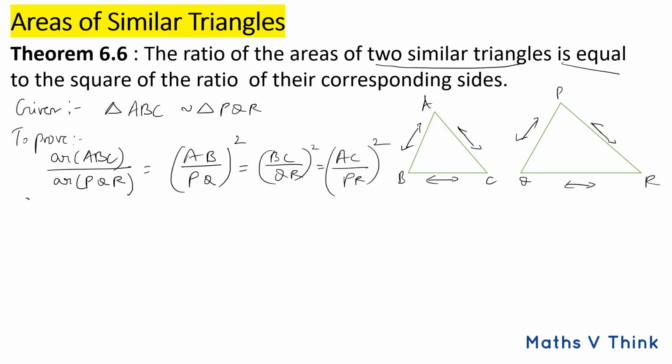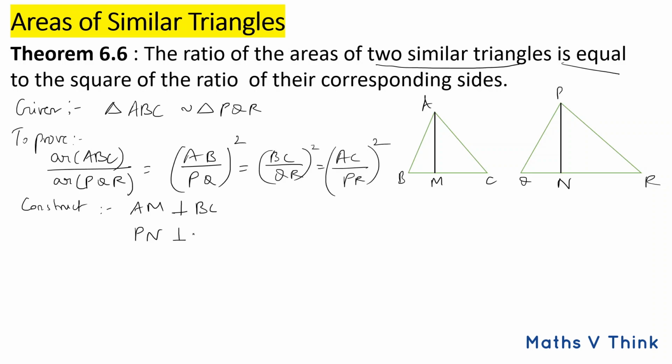Now construct. I need to construct AM perpendicular to BC, same way PN perpendicular to QR. So AM perpendicular to BC and PN perpendicular to QR.